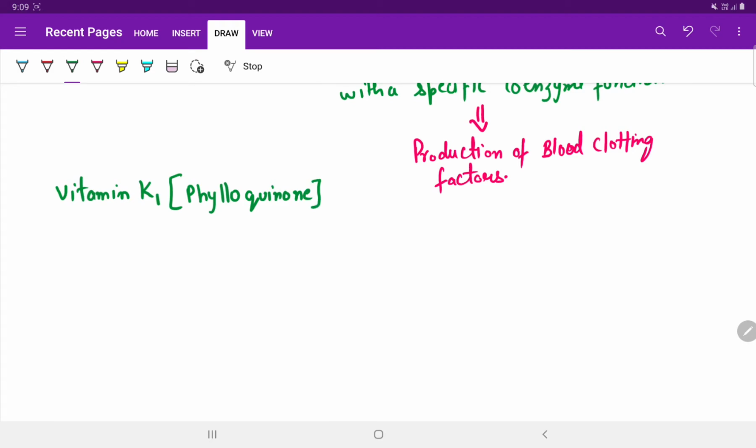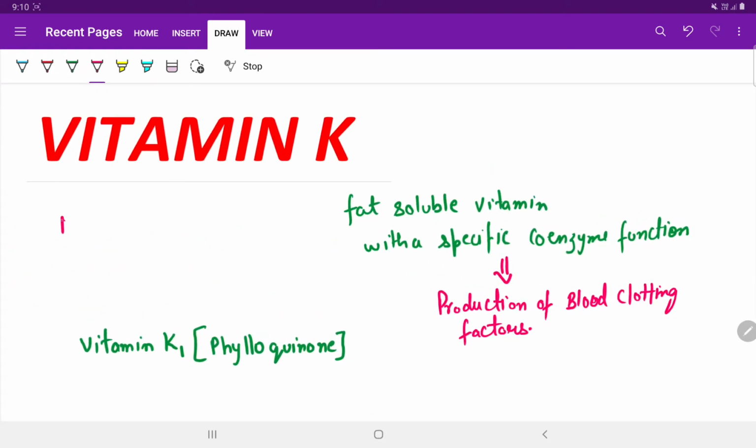All of you must be seeing a basic structure of naphthoquinone in this. So these are basically the naphthoquinone derivatives. Now let us draw the common structure of naphthoquinone. These are all the derivatives of naphthoquinone, and we must be familiar with its structure first of all.